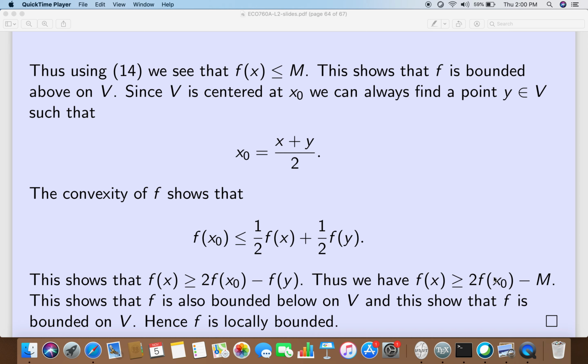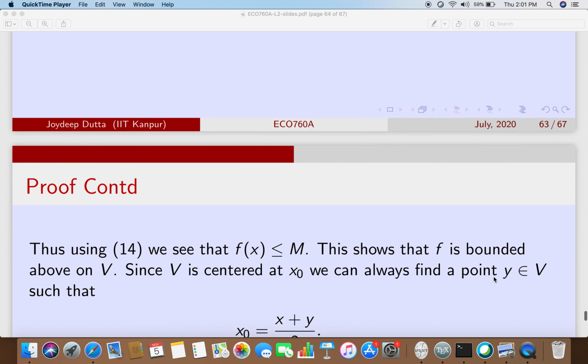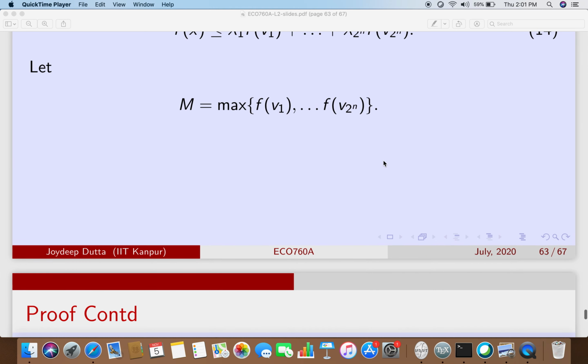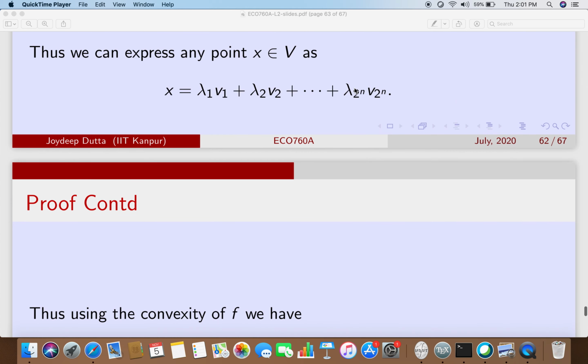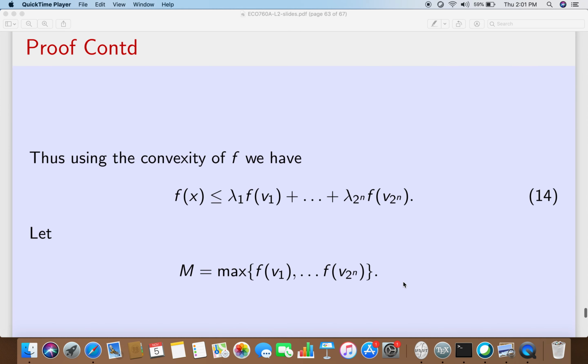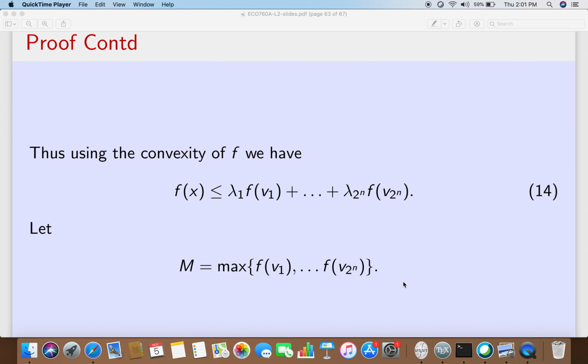Now you can say, okay, instead of a V, why didn't you do it on a ball? Proving this on a ball would also not be very problematic. You just have to take x0 inside the ball. The problem with the ball is that once you take any x, you cannot express it as a convex combination of certain things. So doing something on the ball is slightly difficult. You can say, why don't you take a ball and prove it is bounded above on the ball?